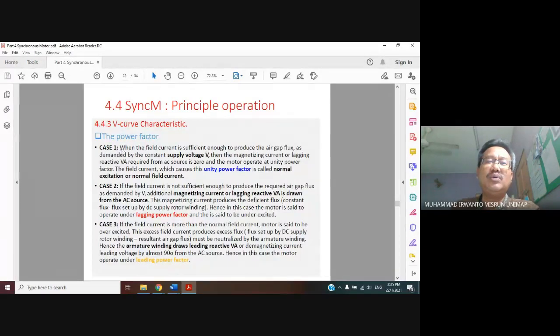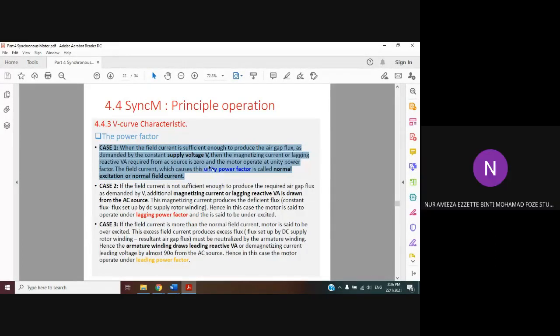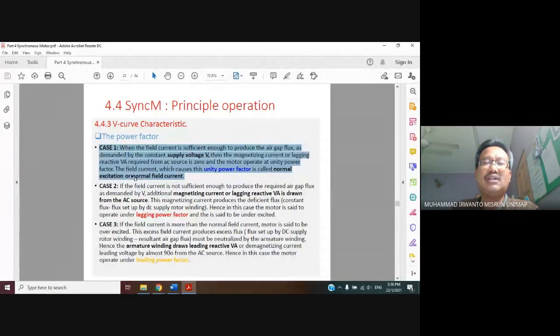Okay, now I can give the conclusion. Case 1: when the field current is sufficient to produce the air gap flux as demanded by the constant supply voltage V, then the magnetizing current or lagging reactive power required from the AC source is 0, and the motor operates at the power factor caused by the field current, unity power factor. This is called normal excitation or normal field current. If we can obtain unity power factor, it's very good.